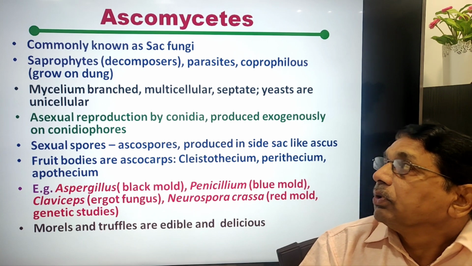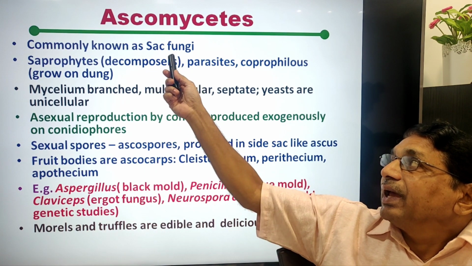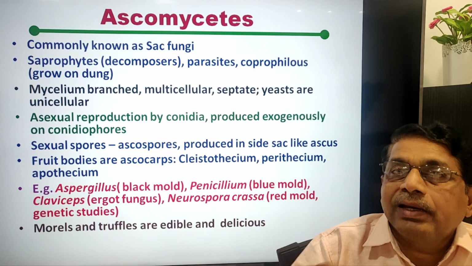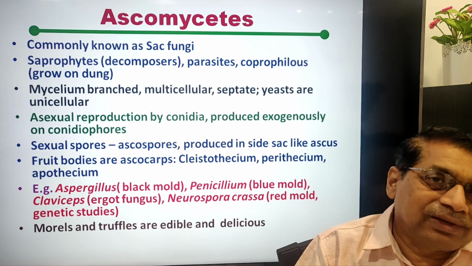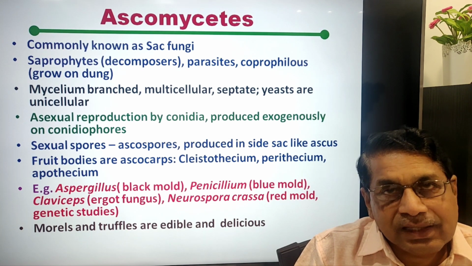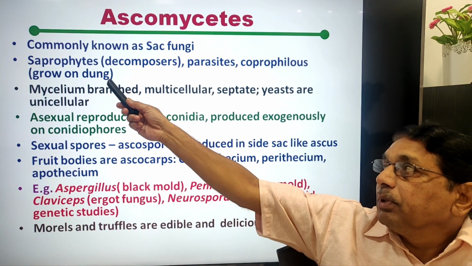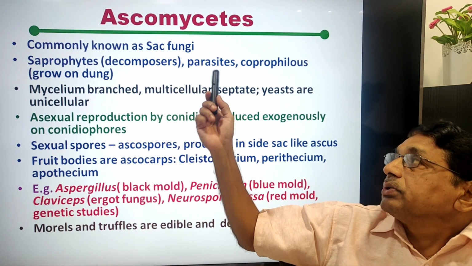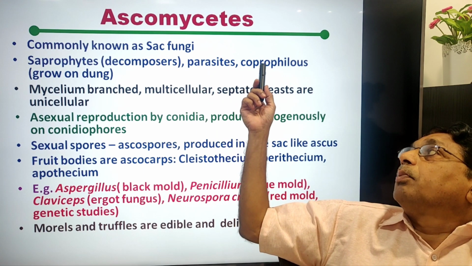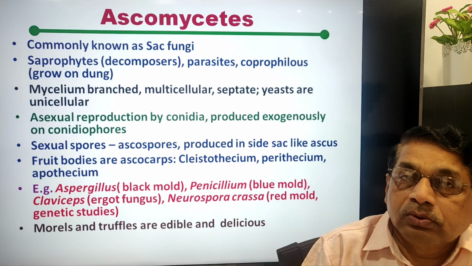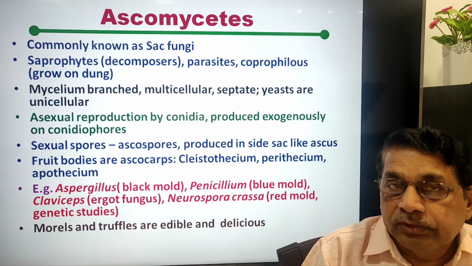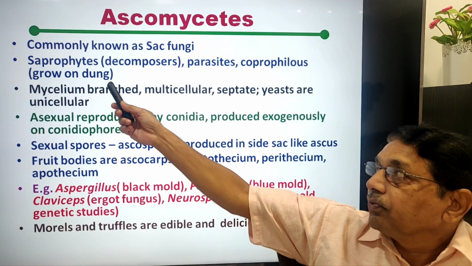Ascomycetes, commonly known as sac fungi. The ascogonium will be a sac-like structure. Therefore, they are commonly known as sac fungi. They may be saprophytes, decomposers, parasites, plant parasites, or coprophilous, the fungi that grow in dung, on the surface of the dung.